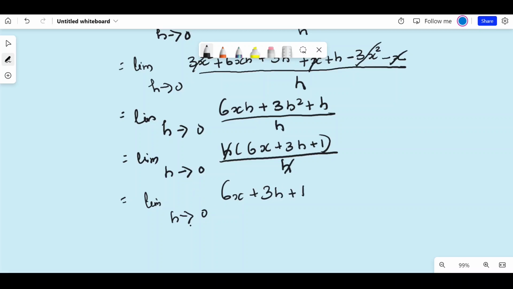Now we are going to apply the limit. Applying the limit means giving h the value 0. So if you give h equal to 0 here, the final answer will be 6x plus 1. That's the final answer. That is the derivative of 3x squared plus x.